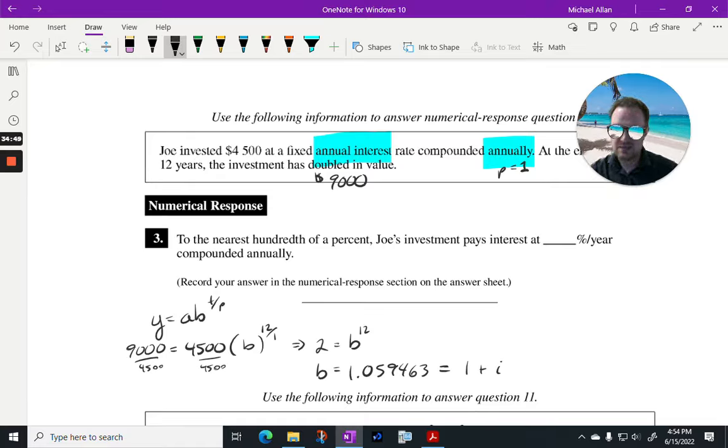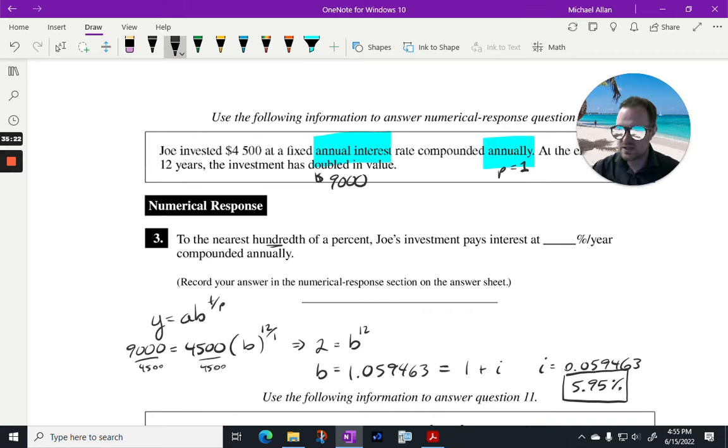So the 1 stands for the 100%, and the other decimal is actually the actual interest here. So we'd have to minus over this 1 here, and you get 0.059463. You probably think, yeah, because I want to do the nearest hundredth. Like, why did Mr. Allen have all these decimal places? Because he needs it to change this into percentage. So I get 5.95%. Okay.